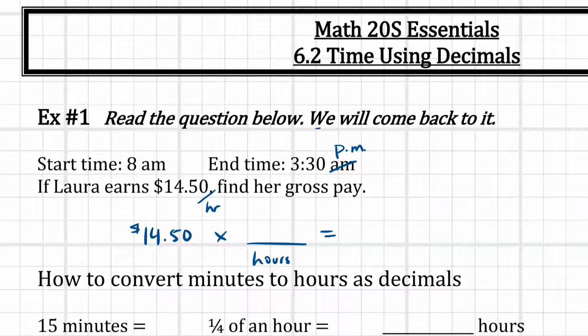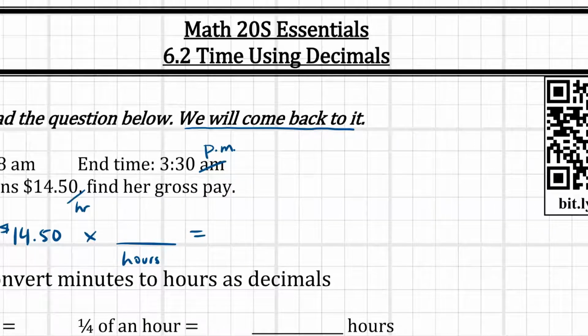So we're gonna come back to this question in a little while, but we're gonna investigate how to deal with taking the amount of time that goes by, because this is 3:30, this is hours and minutes, and changing that into decimal form. So really what we're doing is thinking, hey, if we got 3:30 p.m., how do we put that into a decimal form? What does that look like?